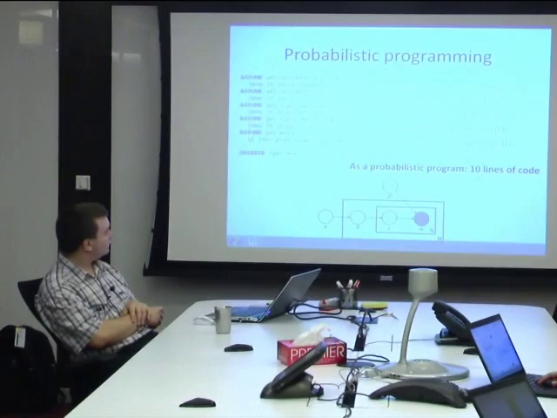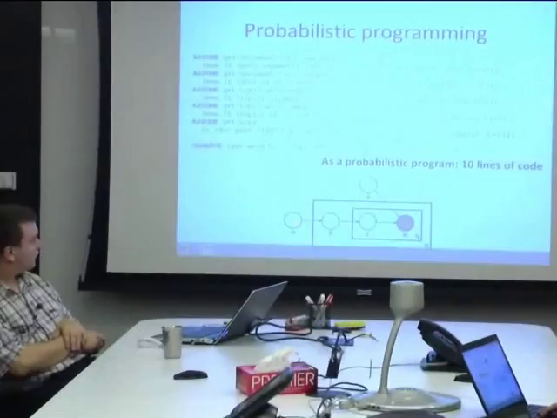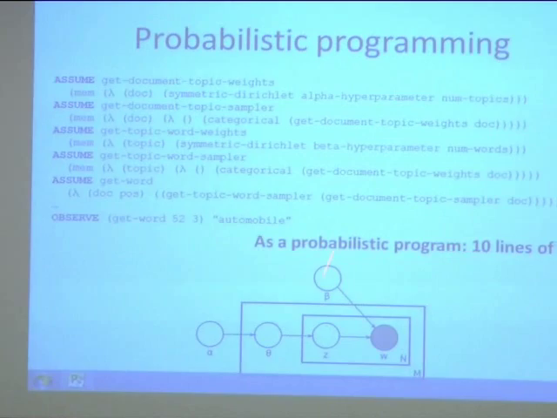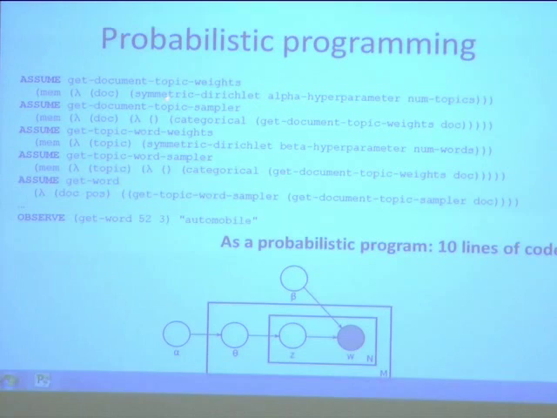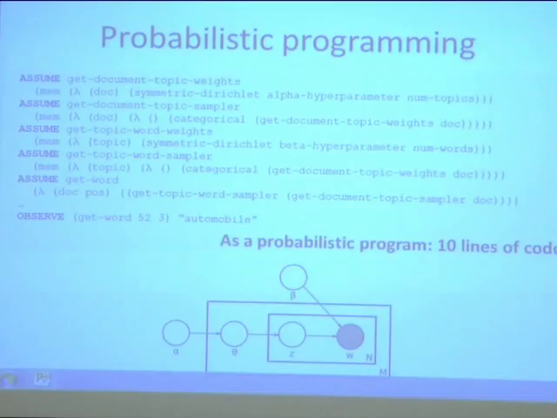Where is the arc, for example, the alpha to theta arc? The graph, the edge from alpha to theta. Where is that edge? Okay, because for the document topic distribution theta we use the alpha hyperparameter, so this is a direct dependence. Theta depends directly on alpha. And when we create a symmetric Dirichlet distribution, there is direct dependence on the alpha hyperparameter. So another good thing is that from probabilistic code you can very easily create this graphical representation, the graphical model.